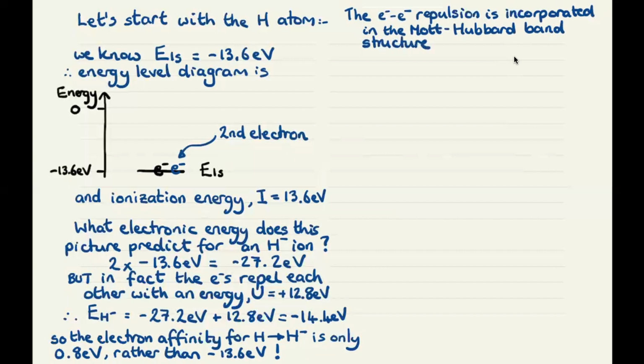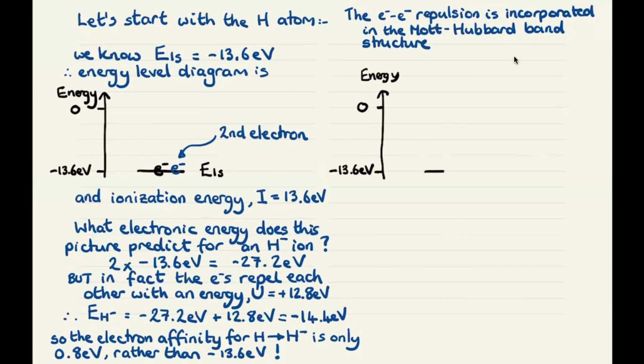And again, we'll start with just the atomic limit and sketch the Mott-Hubbard energy level diagram for the hydrogen atom. So we have an energy scale again. And we'll set the vacuum energy level at 0. And we know that the ionization energy is at 13.6 electron volts.